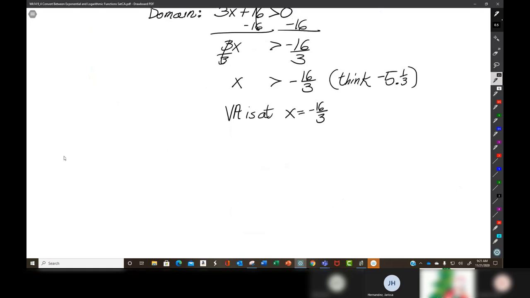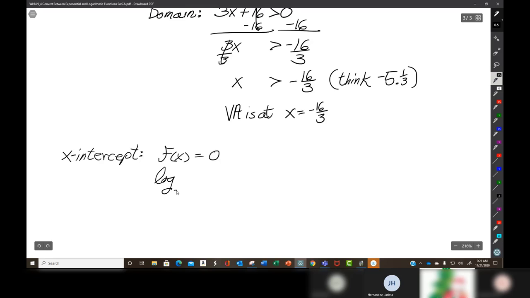Now to find the x-intercept, we're going to say that f of x equals 0. Because that is the definition, after all, of what an x-intercept is. It's where the function equals 0. So, we're going to have log base 3 of 3x plus 16 equals 0.